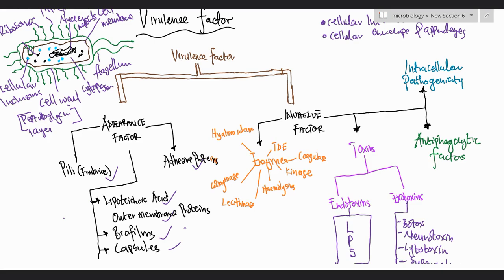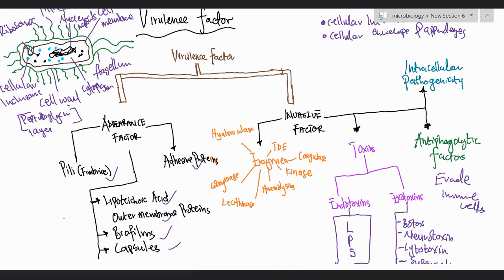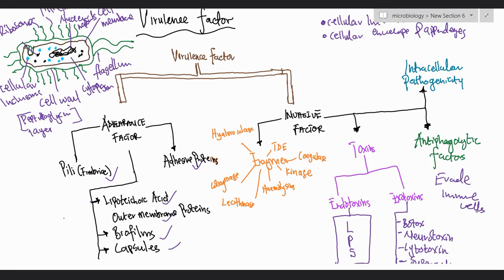The antiphagocytic factors are factors found on the bacteria which allow them to evade. So they evade what? Evade immune cells, so that they are not destroyed by the immune cells. And then the intracellular pathogenicity: when the bacteria finally get into the cell of the host, it tries to initiate certain mechanisms that protect itself from the host. So that is the intracellular pathogenicity.